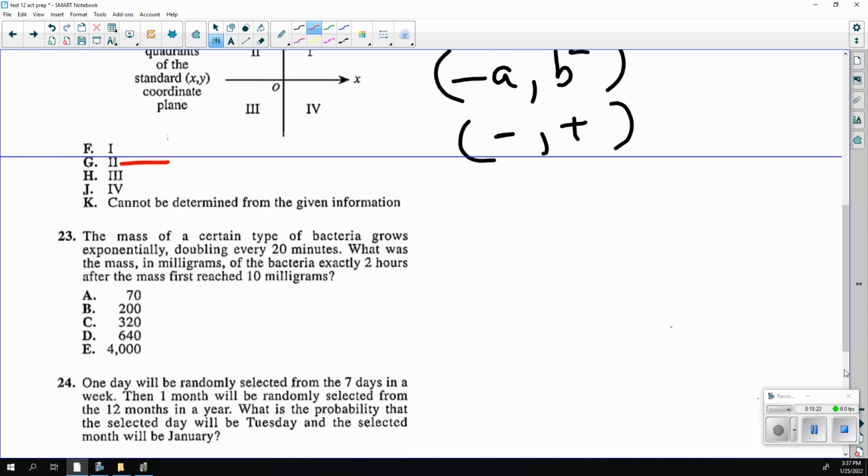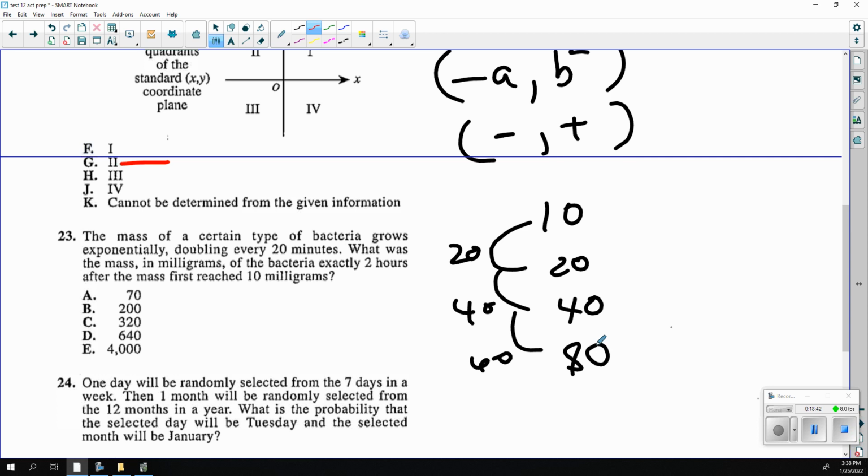If you double, after you reach 10, you double every 20 minutes. So in 20 minutes, it will be 20. In 40 minutes, it will be 40. In 60 minutes, that's an hour, it's 80. And we want to go 2 hours. So let's do it 3 more times: 160, 320, 640. Doubling it 6 times. You can do that on the calculator.